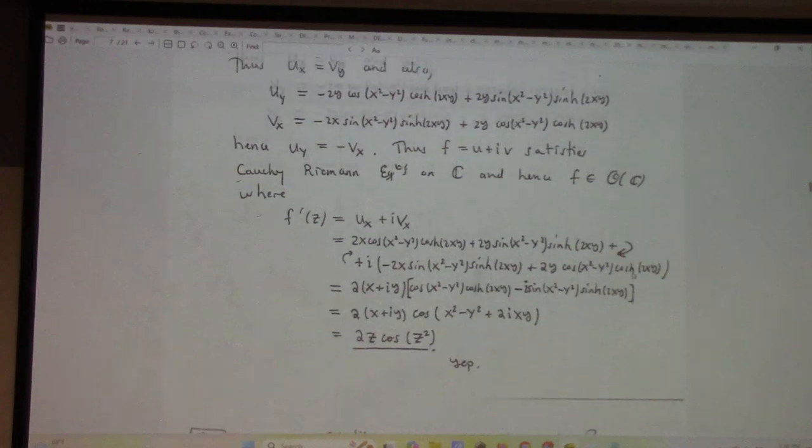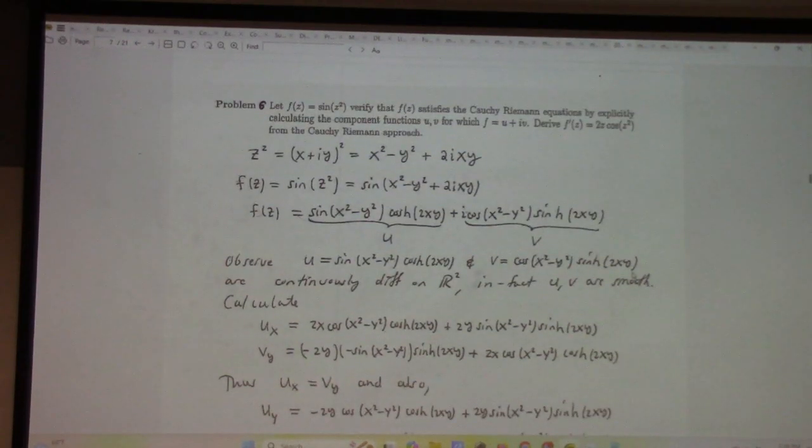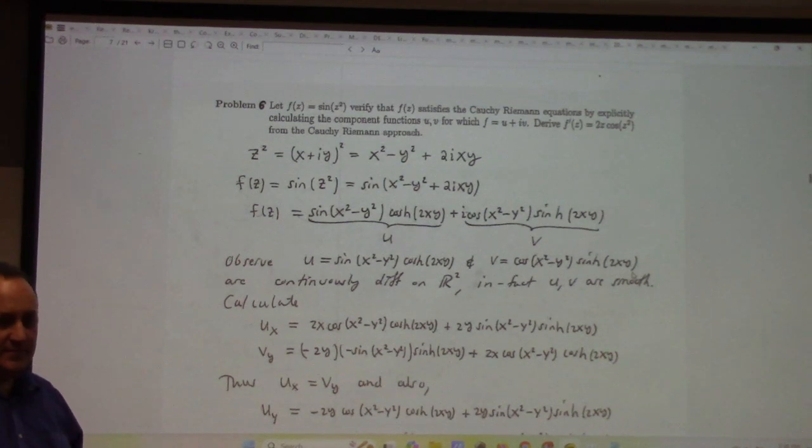Now, suppose the problem had not been stated as such. What if I just said, show that f of z equals sine of z squared is complex differentiable and find its derivative? Would this be the way to do it? No, this is an insane way to do that. You should use the Wirtinger calculus.